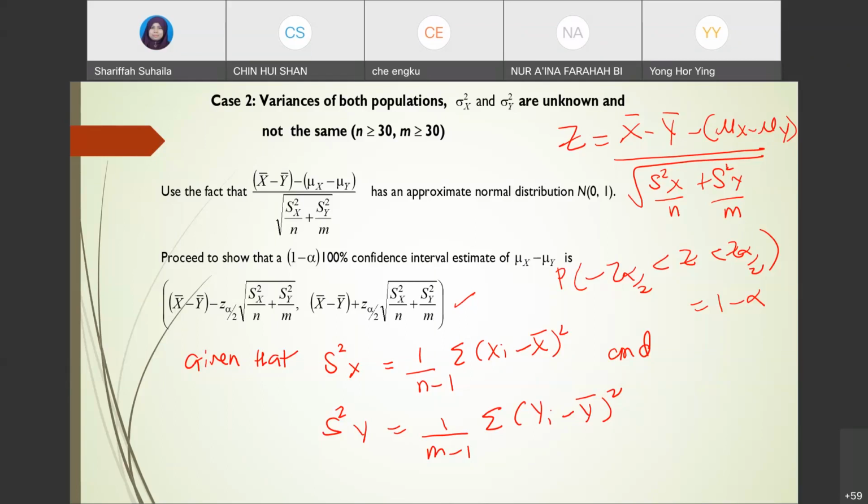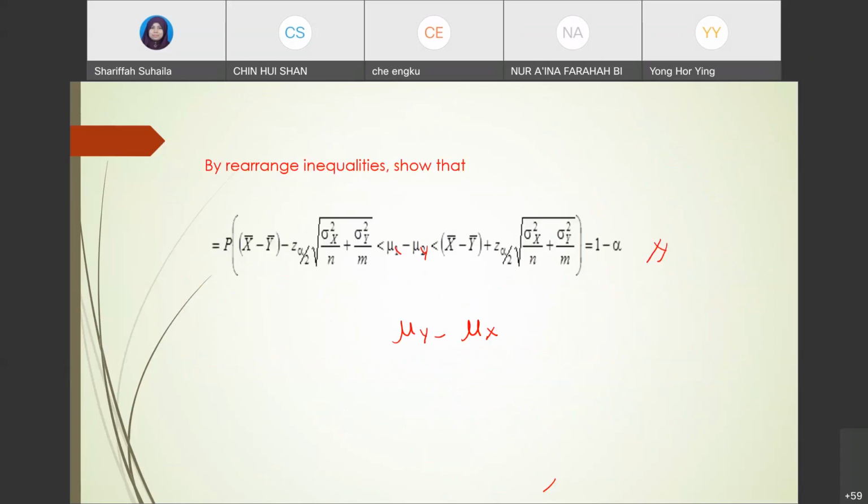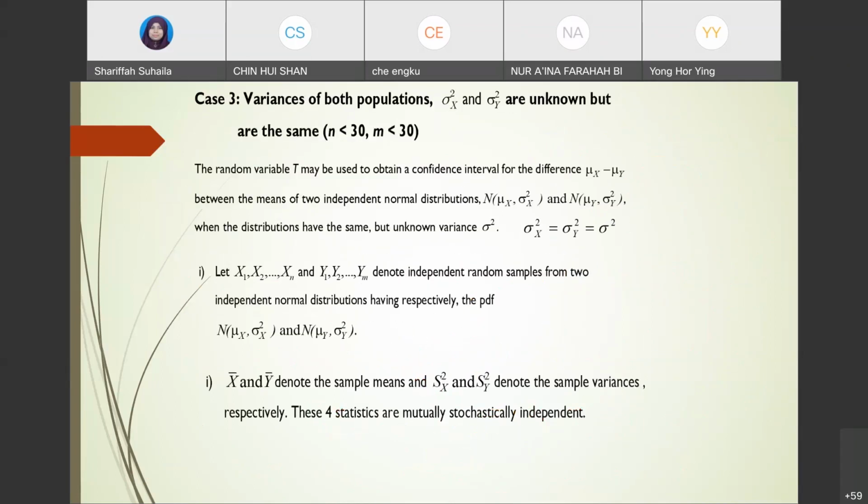Okay. So next we want to look at the third case. Small sample size, but again you will have sigma square x, sigma square y unknown. Because the third case involves the t distribution, and you also have a standard normal random variable and a chi-square distribution, two random variables. So again, the same thing. We have independent random samples. You will have x1, x2, ..., xn and y1, y2, ..., ym, also independent random samples from two independent normal distributions.